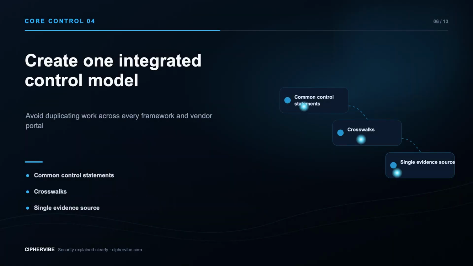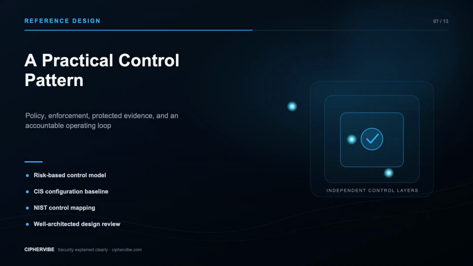The fourth building block is create one integrated control model. Define your organization's control statements, map them to relevant frameworks and provider guidance, and collect evidence once where it supports multiple obligations. Keep framework mappings current, but prioritize the actual security outcome and the operational owner over a collection of disconnected compliance dashboards. Use this reference pattern.